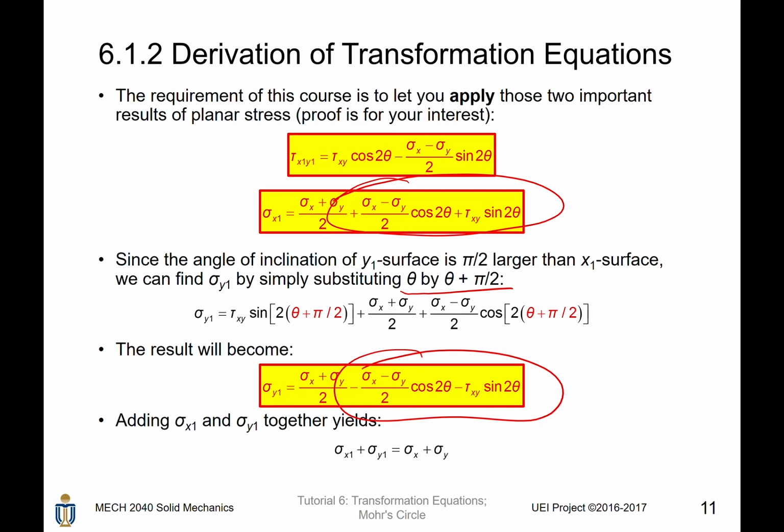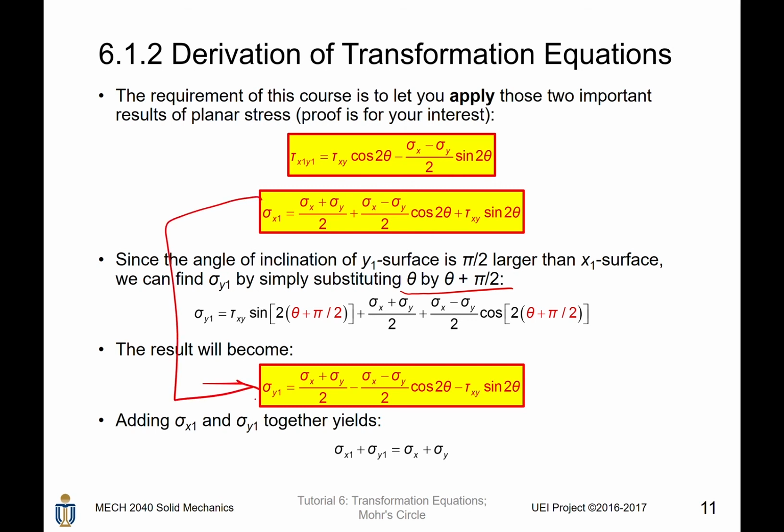At the same time, if you try to add those two equations together, then you will get this result. That means the sum of the direct stress in the x1 and y1 directions is equal to the sum of the direct stress in the x and y directions. Notice that the requirement of this course is to let you apply those two important results.